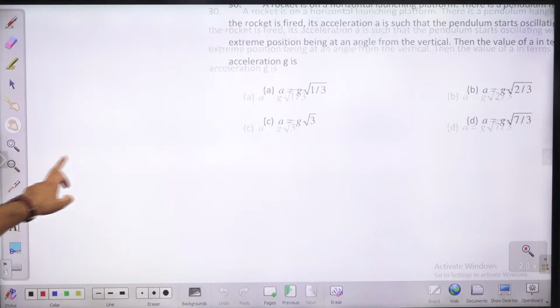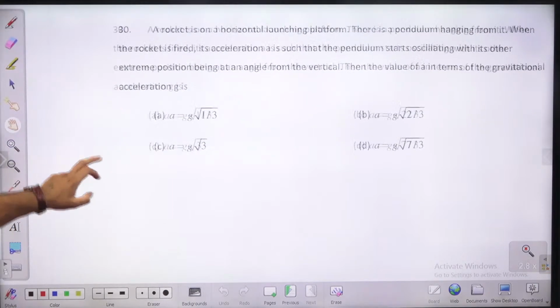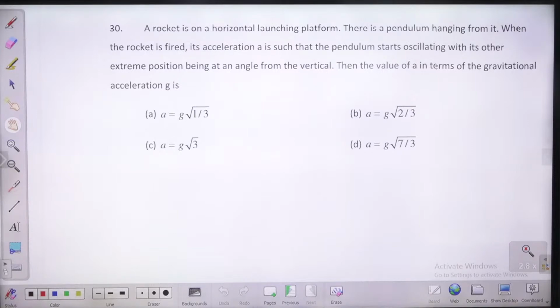These three or four questions, I am not solving here. I am just giving them to you to try. This is also a very good question, guys. A rocket is on a horizontal launching platform. There is a pendulum hanging from it. When the rocket is fired, its acceleration A is such that the pendulum starts oscillating with its other extreme position being at an angle from the vertical. Then find the value of A in terms of gravitational acceleration.